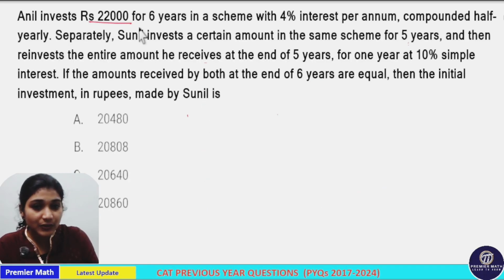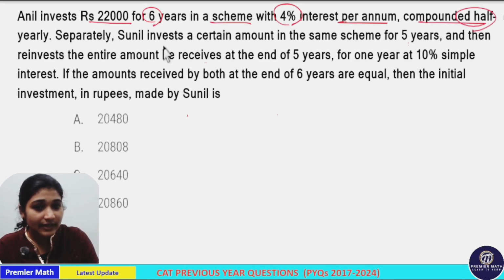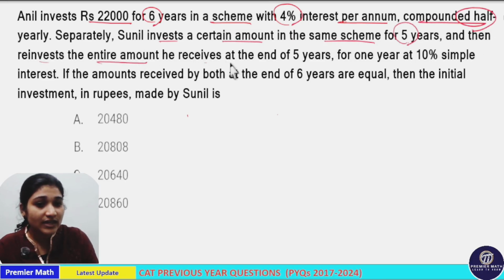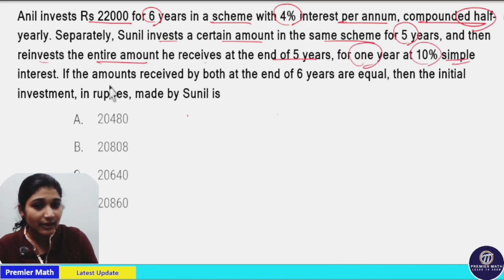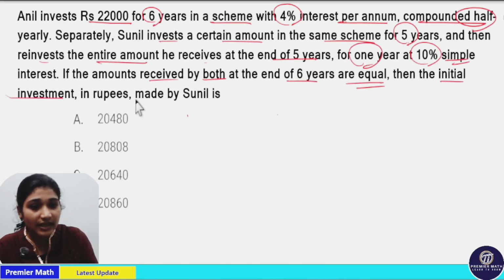Anil invests rupees 22,000 for 6 years in a scheme with 4% interest per annum compounded half yearly. Separately, Sunil invests a certain amount in the same scheme for 5 years and then reinvests the entire amount he received at the end of 5 years for 1 year at 10% simple interest. If the amounts received by both at the end of 6 years are equal, then find the initial investment in rupees made by Sunil. Here consider the initial investment made by Sunil as x.